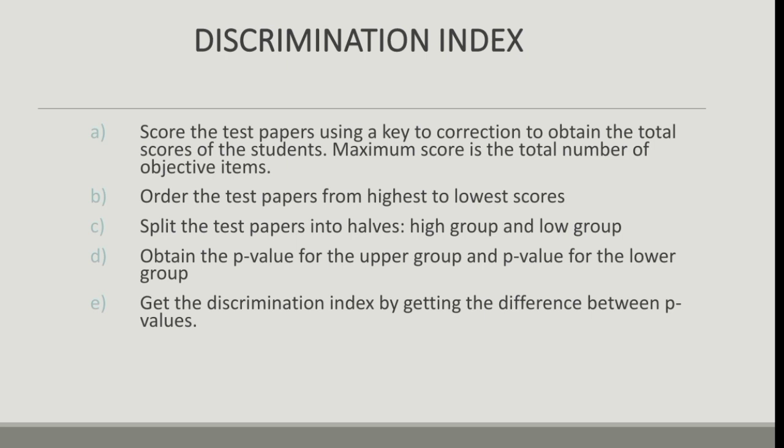For a big group of 100 or so, take the upper 25% up to 27% and the lower 25% up to 27%. Maintain equal numbers of test papers for the upper and lower groups. Letter D. Obtain the p-value for the upper group and the p-value for the lower group. Letter E. Get the discrimination index by getting the difference between the p-values.